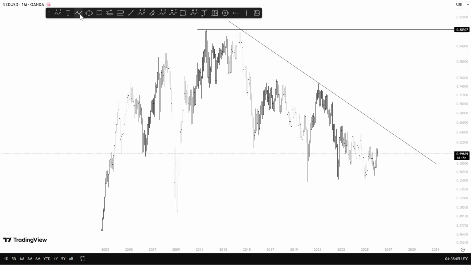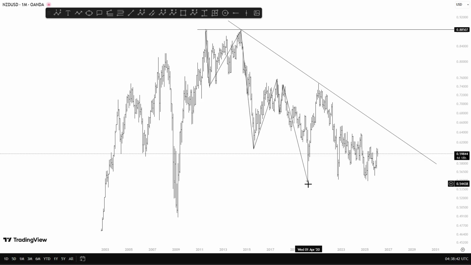The swing we have in this PA, which is New Zealand USD, is a 7 swing to the downside: 1, 2, then we have 3, 4, 5, 6, 7. It is a clean 7 swing to the downside.